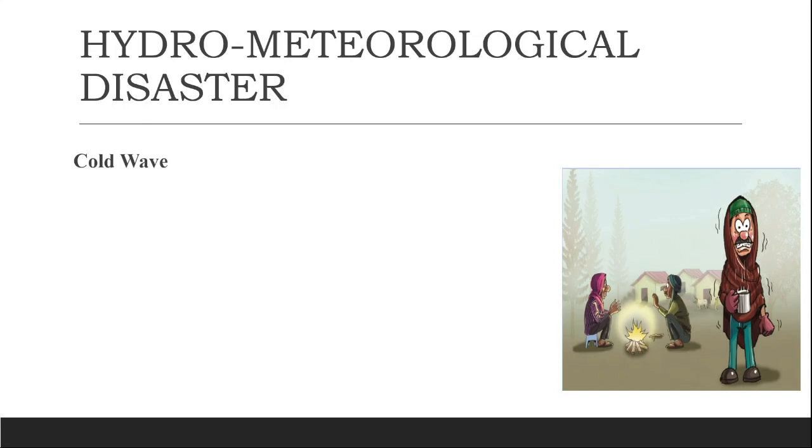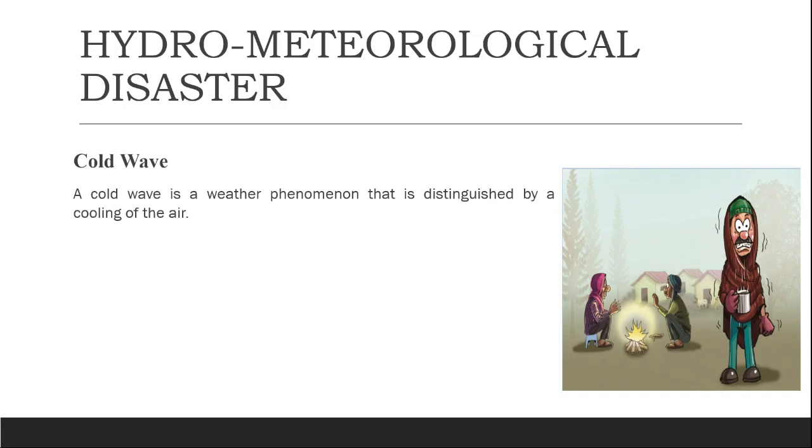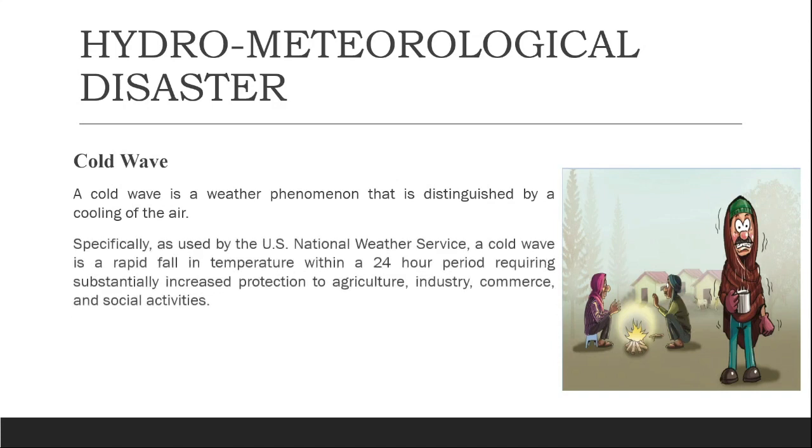Specifically, as per the definition used by the US National Weather Service, a cold wave is a rapid fall in the temperature within a 24 hours period requiring substantially increased protection to agricultural, industrial, commercial and social activity. So this is called the cold wave. As I mentioned earlier, a cold wave is a weather phenomenon that is distinguished by a cooling of air, specifically by the US National Weather Service, as I mentioned earlier.